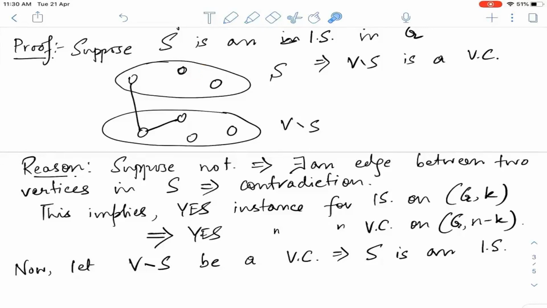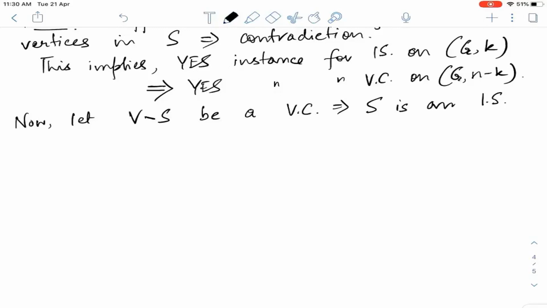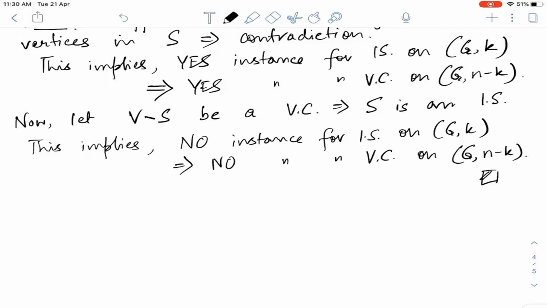Okay, so it's the same thing, just in the other direction. And this now implies that a no instance for IS on (G, k) implies a no instance for VC on (G, n minus k). Okay, that's the proof. So that's an example of a reduction.